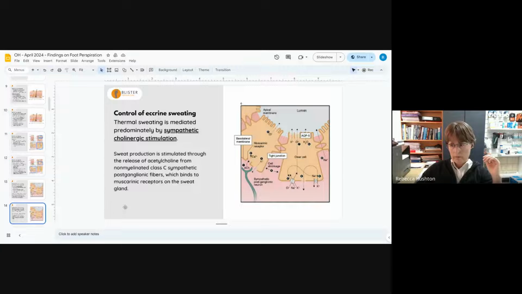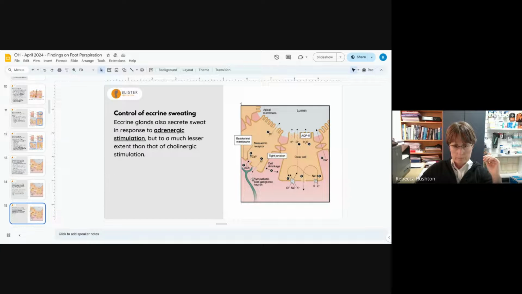So we've got this green sympathetic postganglionic neuron. It gets to the clear cells. These are clear cells that produce the sweat. It releases acetylcholine, and that binds to the muscarinic receptor on the clear cell. So it's the release of the acetylcholine that kickstarts sweat production.